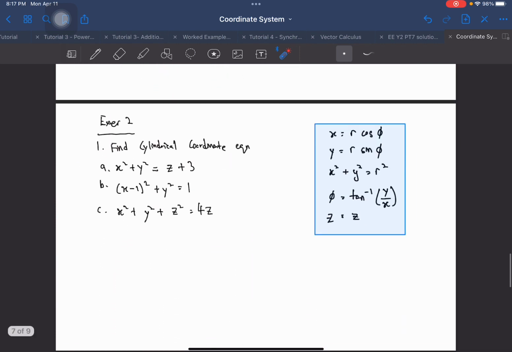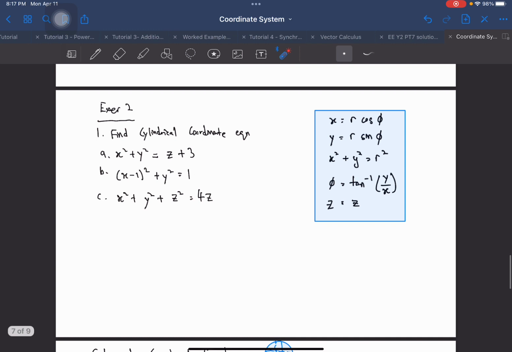Okay, so let's do some simple examples here. If you are given this Cartesian 3D coordinate system equation, how do you get the cylindrical coordinate equation? You just plug in formulas from here. Let's do some easy exercises. What is x squared plus y squared? x squared plus y squared is r squared, and z is z. So we are done.